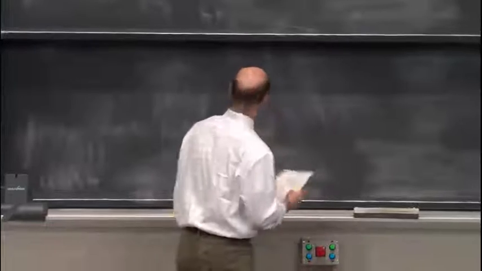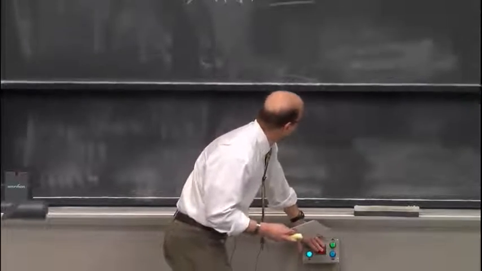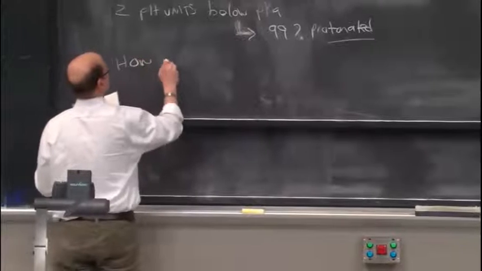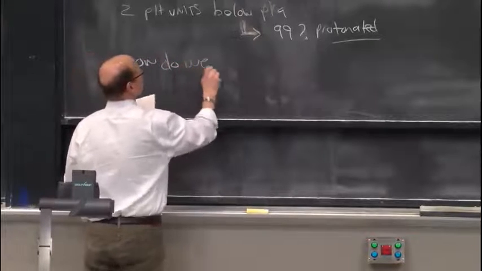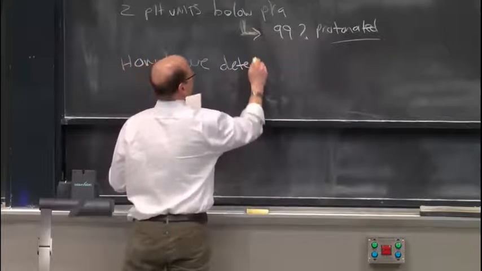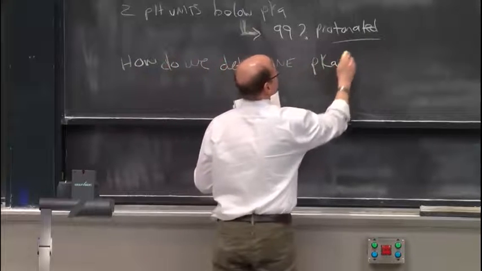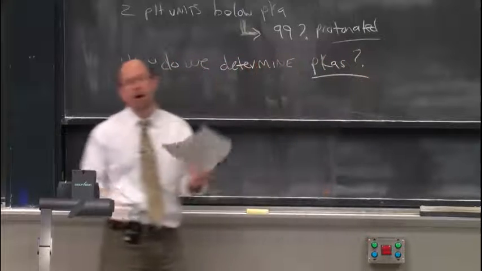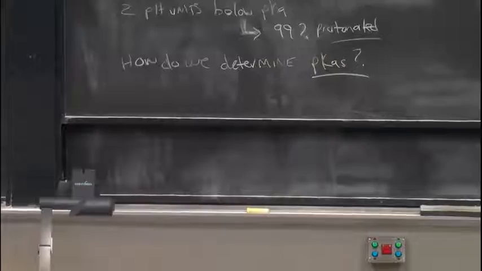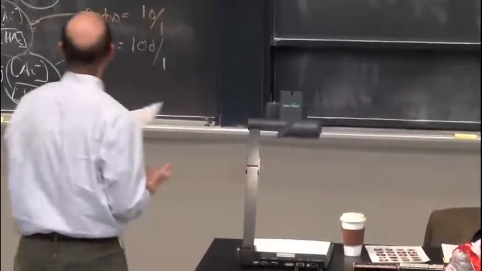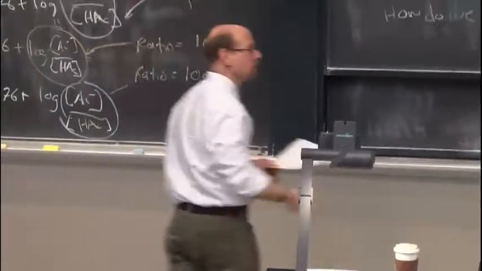How do we determine pKa's? As you know, pKa is a fundamental property of the chemical nature of the acid or the base. But how do we determine it? I mean, you can look it up in tables.